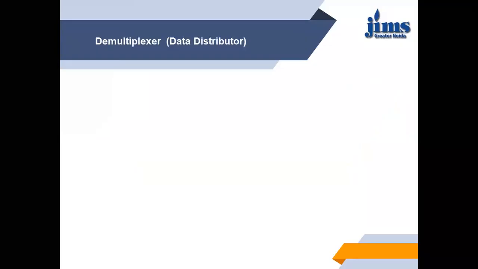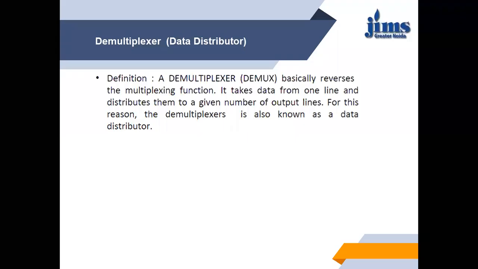Again, a demultiplexer is also a type of switch. In the case of the multiplexer, there were n inputs and one output, and the reverse process is done with the help of a demultiplexer. As far as the definition is concerned, a demultiplexer or demux basically reverses the multiplexing function. It takes data from one line and distributes it to a given number of output lines. For this reason, the demultiplexer is also known as a data distributor.